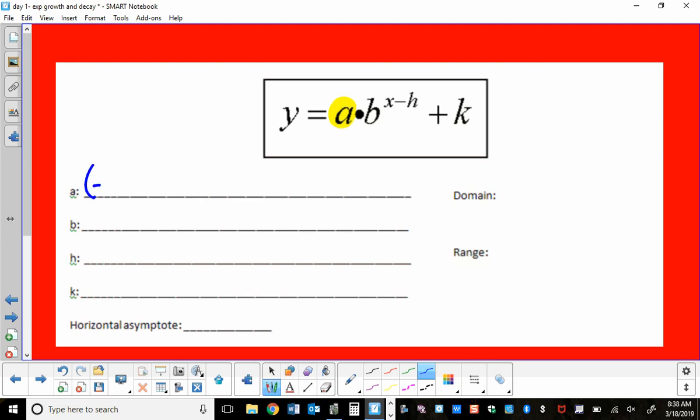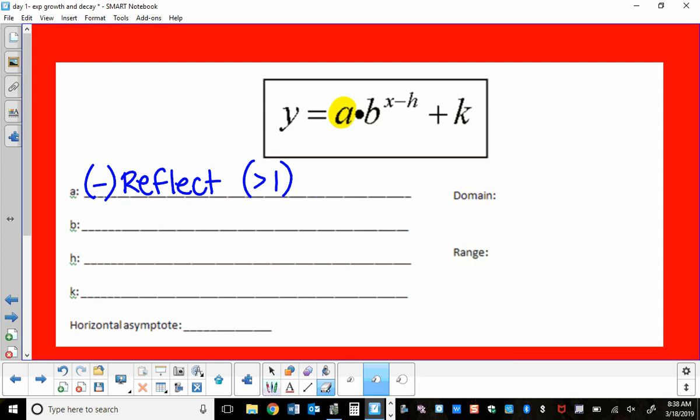What does it tell me if that first number is negative? Yes, good. We flip or we reflect. You can write either word. Whether flip or reflect, that first number is a negative. What if that first number is bigger than 1? Starts with an S. Yeah, stretch. Good.